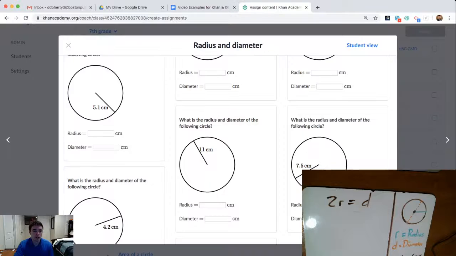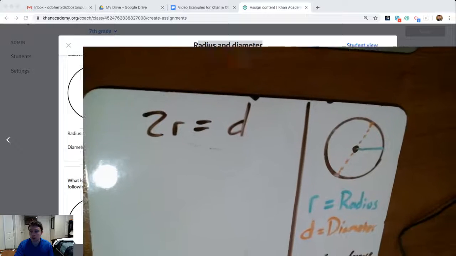So, before we get into some of these radius and diameter problems on Khan Academy, we're going to look at a couple of the examples, do them out together. First, I want to talk just about what radius and diameter mean. I'm going to use this whiteboard to do that.